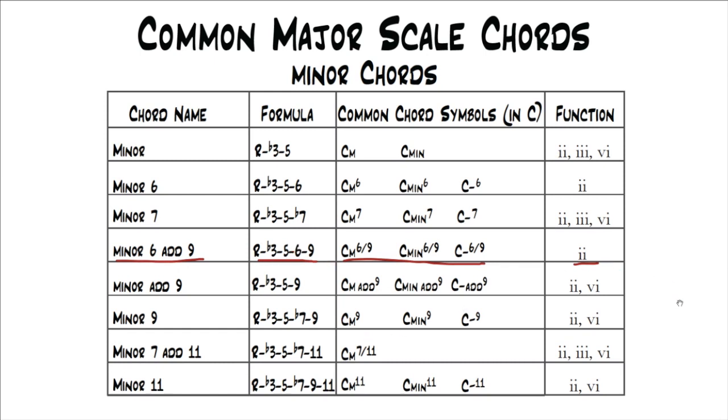Because as you know, in major scale harmony, the 2 chord, 3 chord, and 6 chord are all minor chords. So the minor triad you can play for any of those. It'll function as a 2, 3, or 6. But for example, a minor 6 add 9 would only work as a 2. Or a minor add 9 would only work as a 2 and a 6.